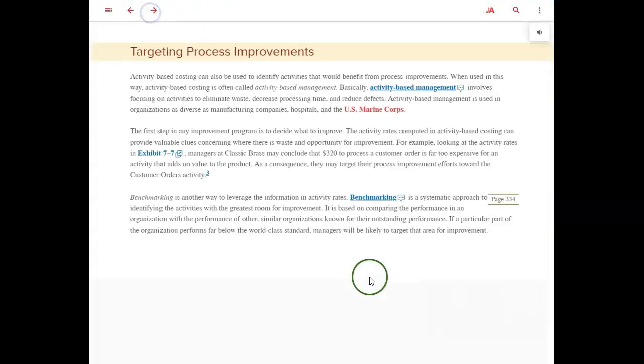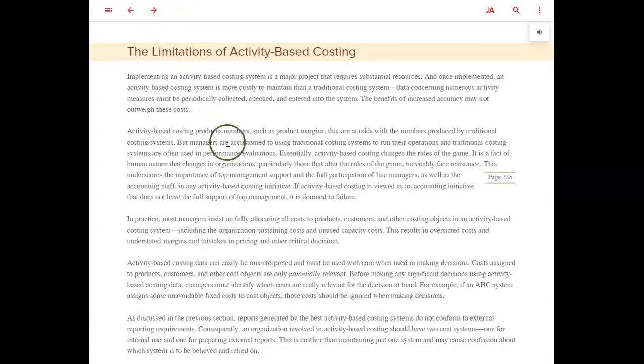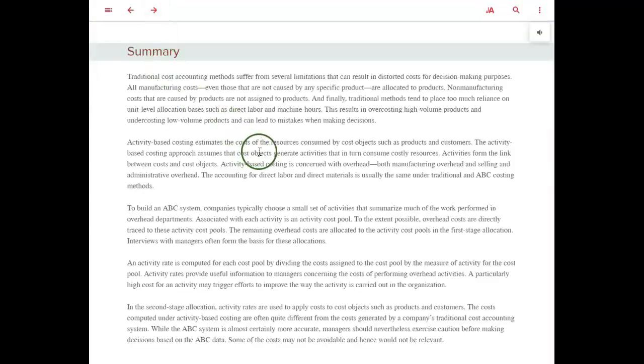Next page. And again, just sort of a follow-up page here towards the last of the chapter, because the next gets into the external reports. You cannot use ABC costing for external reporting purposes. It's very useful within the company, but we don't give this much detail in the external reports. So we do fall back to the traditional costing system for external reports. They talk about limitations. You can read that on your own, and it gets into the summary.